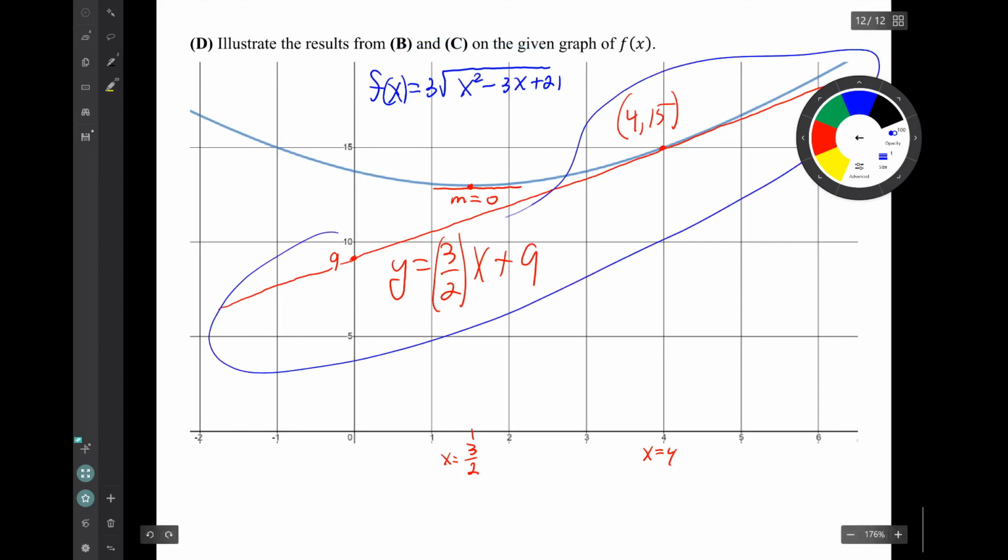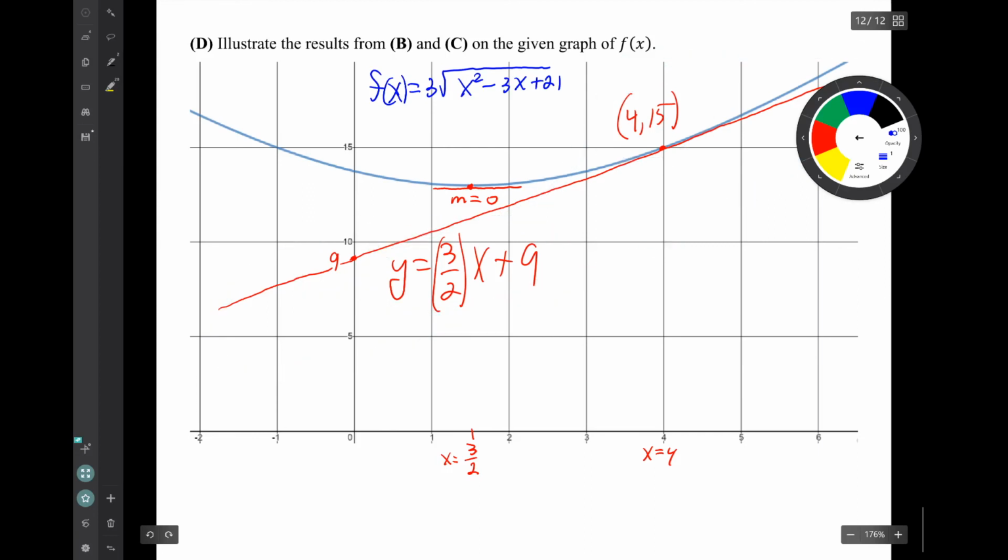And there is our result from question B illustrated. We drew that tangent line and we labeled its important features: the xy coordinates of the point of tangency, the y-intercept, the equation of the tangent line. And there's our illustration of the result of question C. We drew a horizontal tangent line at x equals 3/2. That's the end of that example, and that's the end of the video.